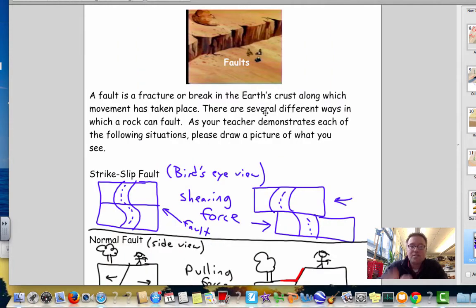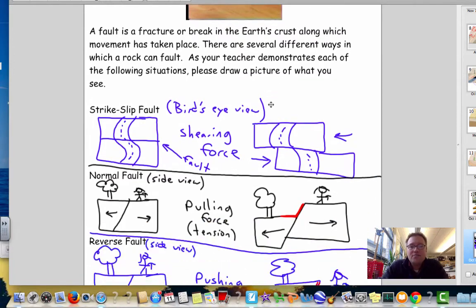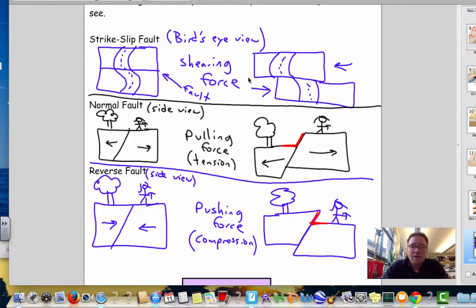All right, now faults. Faults are where rocks crack. A fracture, a break, is known as a fault. Here are the three types of faults. The three types of faults are created by three different types of forces, and those types of forces happen mostly at the three different types of plate boundaries. So the first type, the strike-slip fault, is made by a shearing force. And with a shearing force, it pushes one side away from the other.